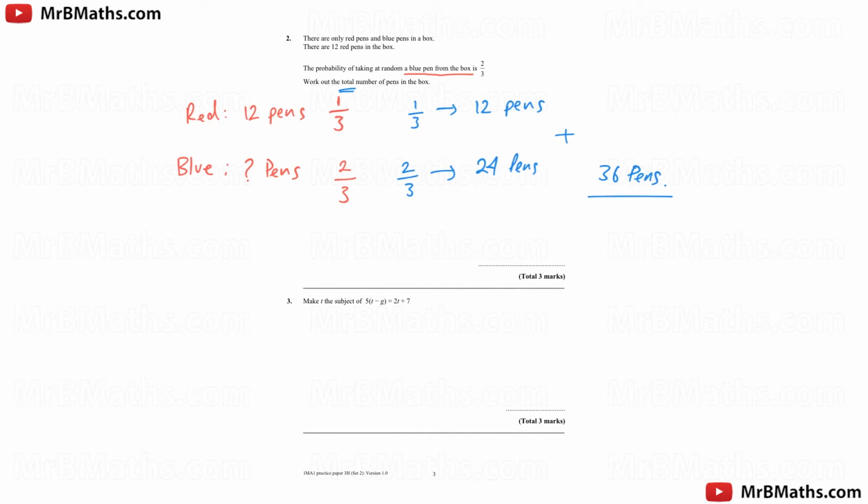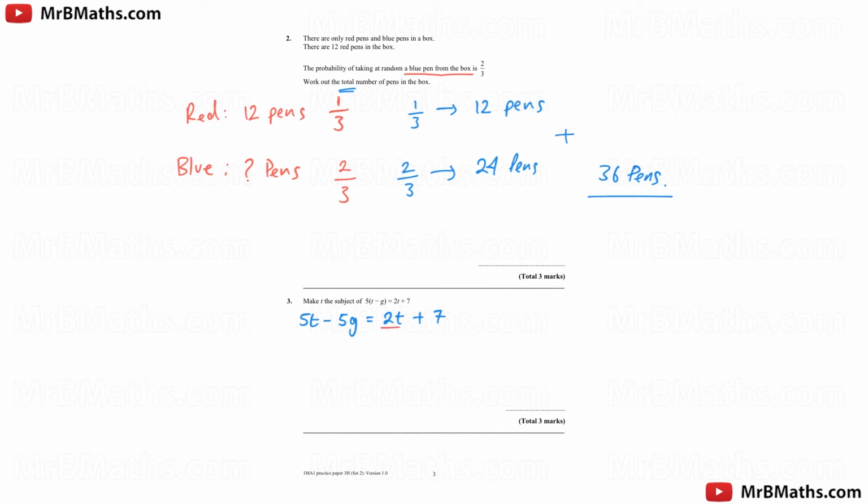Okay, question 3. Make t the subject of 5(t minus g) equals 2t plus 7. So we've got a t here and a t here. So what we're going to need to do is multiply out the brackets. So we'll have 5t minus 5g equals 2t plus 7.